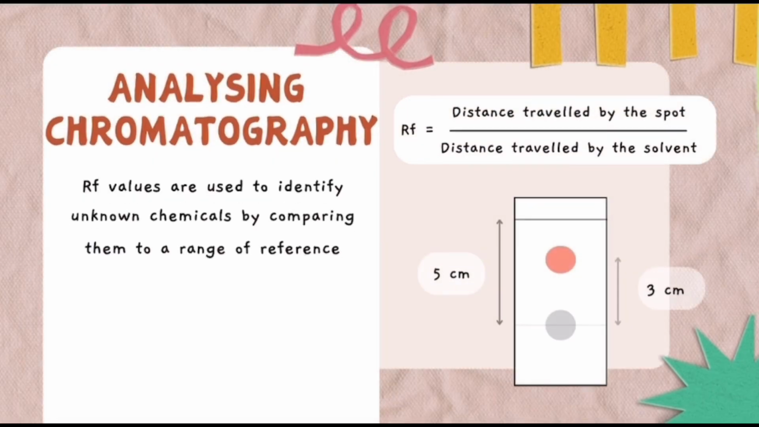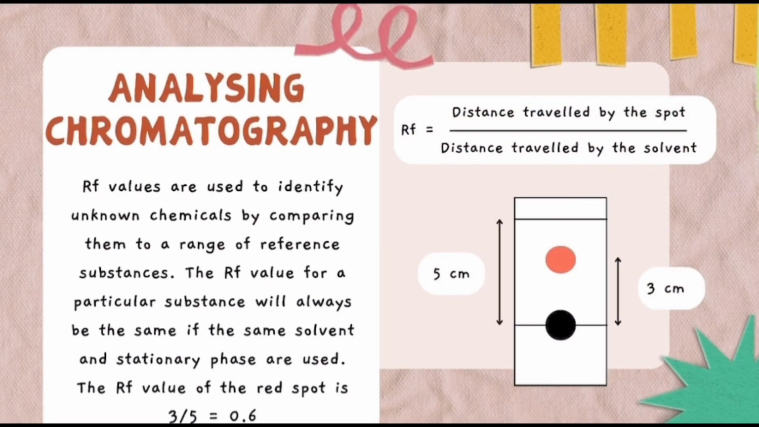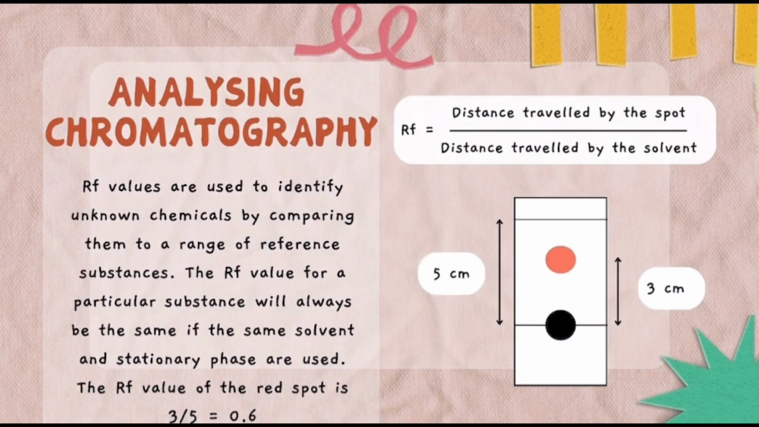Analyzing chromatography. Rf values are used to identify unknown chemicals by comparing them to a range of reference substances. The Rf value for a particular substance will always be the same if the same solvent and stationary phase are used. The Rf value of the red spot is 3/5, which is 0.6. This is the formula for Rf: distance traveled by the spot over distance traveled by the solvent.